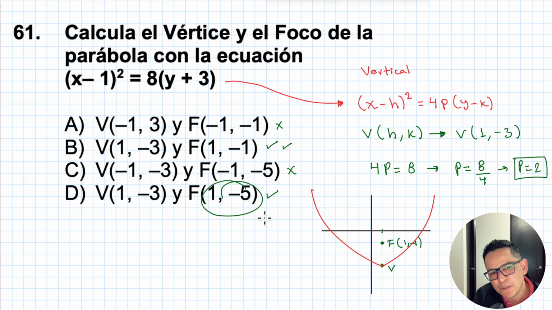Not this one, because it says 1 minus 5. So, no, not this one anymore. Therefore, the correct answer, since this one matches the vertex and the focus, will be option B.